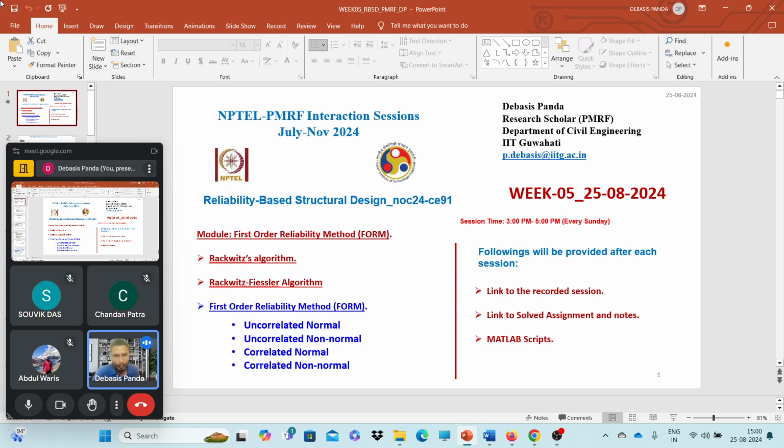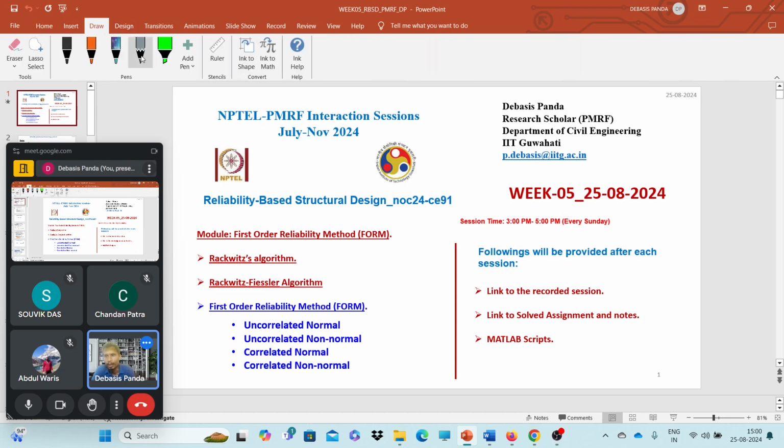so today is the fifth week of interaction session of reliability-based structural design. Today we are at the module on reliability, the first order reliability method. We are solving first order reliability method problems using the Rackwitz algorithm, and in the last interaction session, we solved some uncorrelated normal problems related to your limit state function.